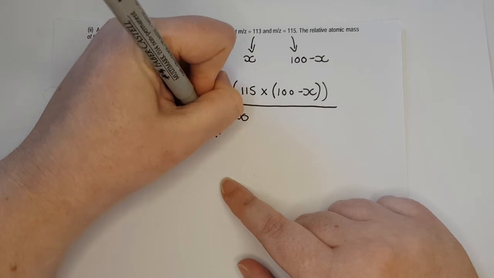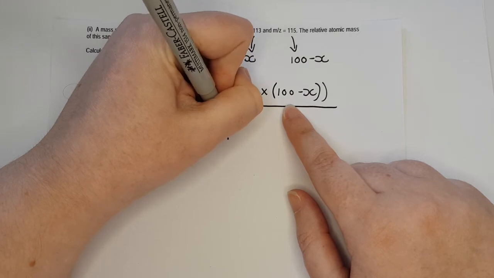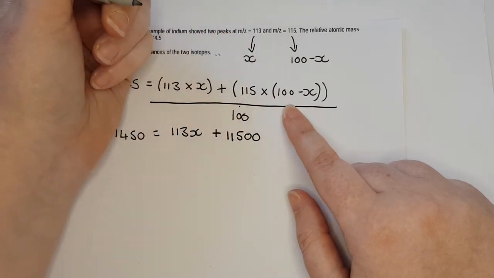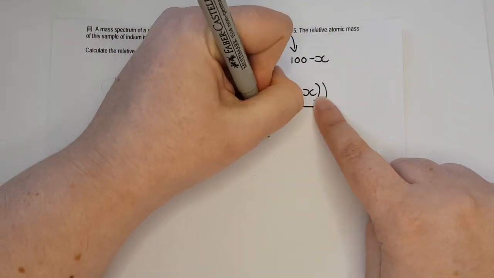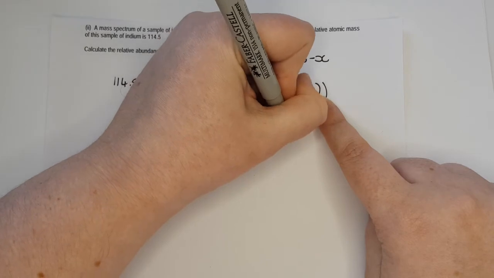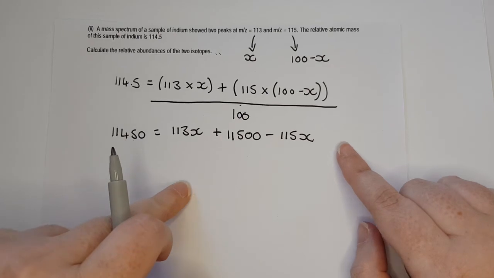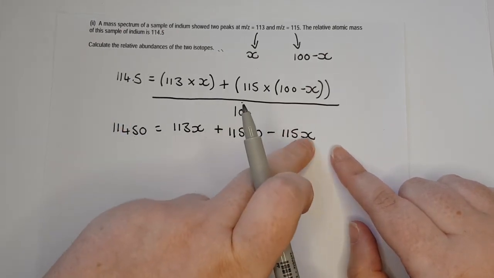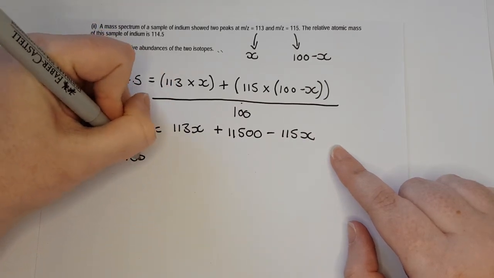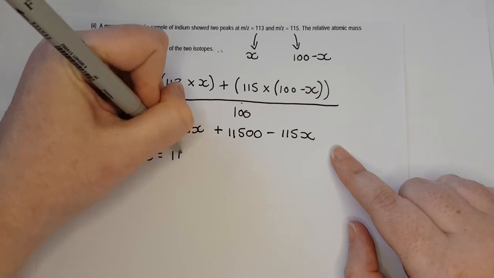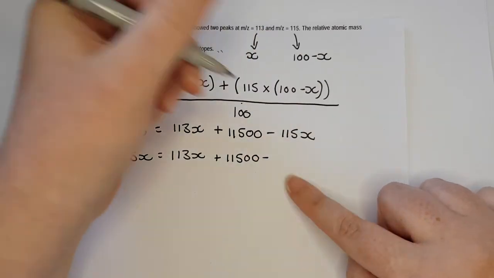113x plus 115 times 100, which is going to give me 11500, and then 115 times minus x. So that's going to be minus 115x as my equation. So now to solve for x, to get rid of the minus, if I switch that with that, I'll say 115x equals 113x plus 11500 minus my 11450.